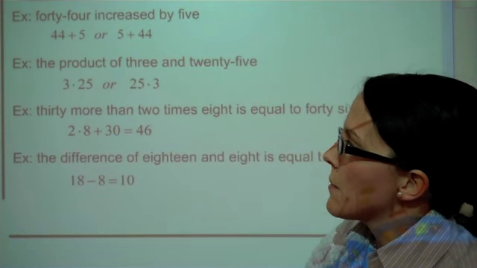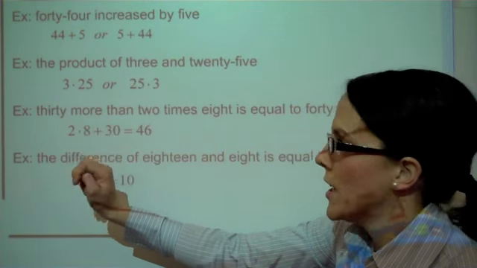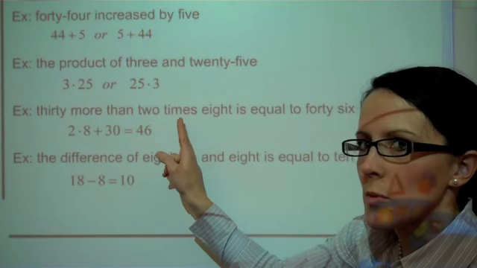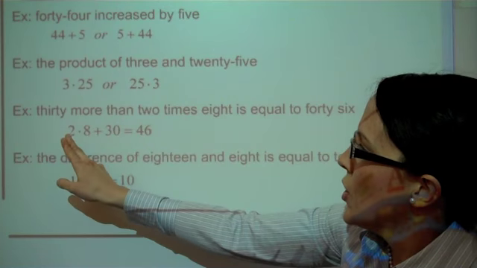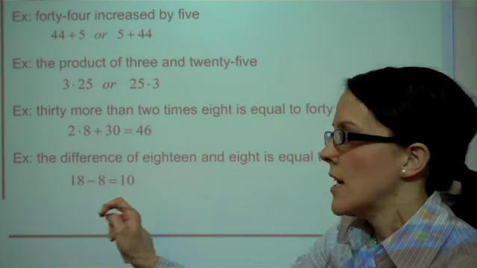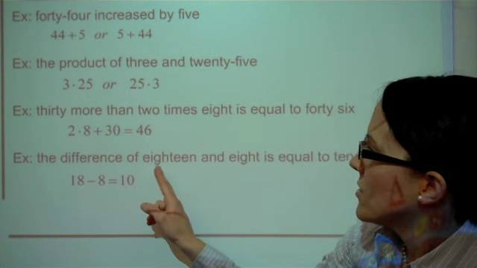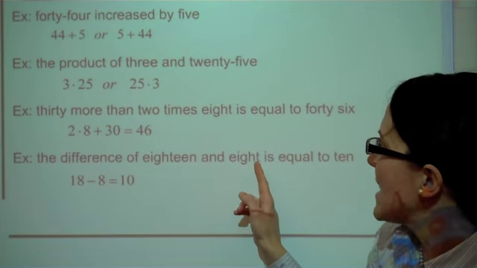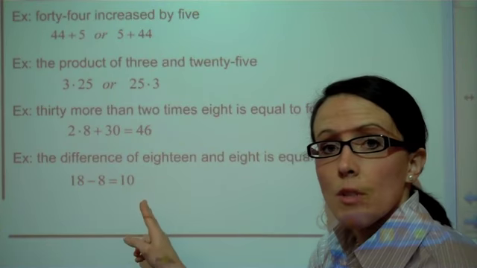What about this next example? 30 more, okay, think more, so addition, 30 more than 2 times 8 is equal to 46. So 2 times 8 plus 30 is equal to 46. Final example. The difference of 18, think subtraction. The difference of 18 and 8 is equal to 10. 18 minus 8 is equal to 10.